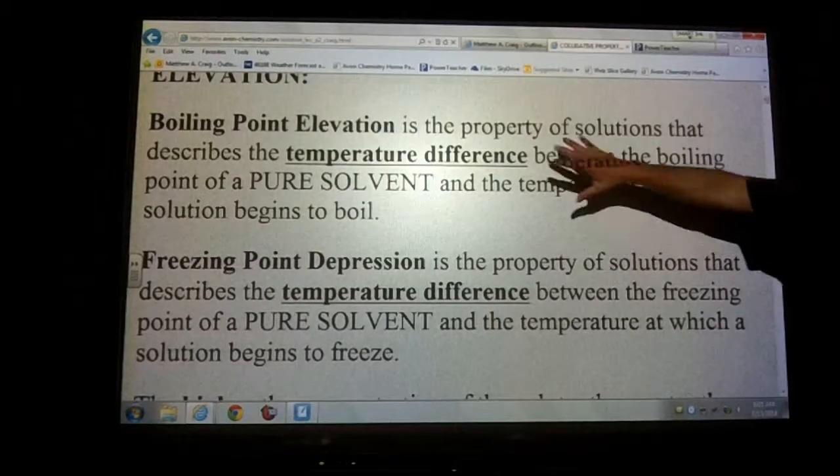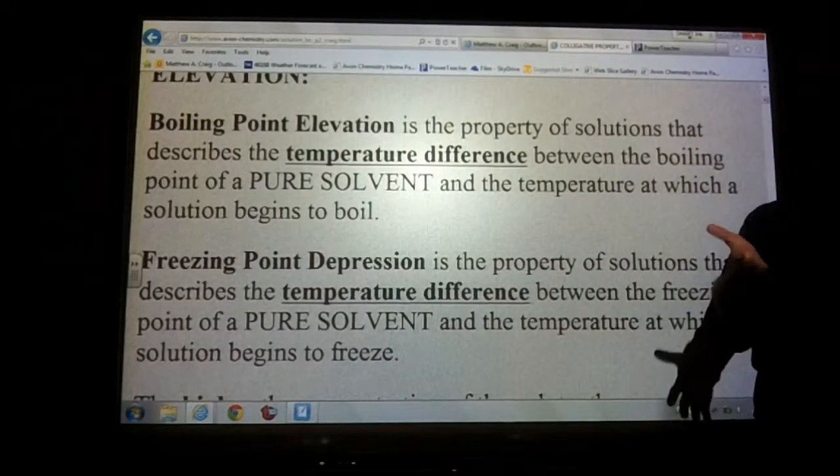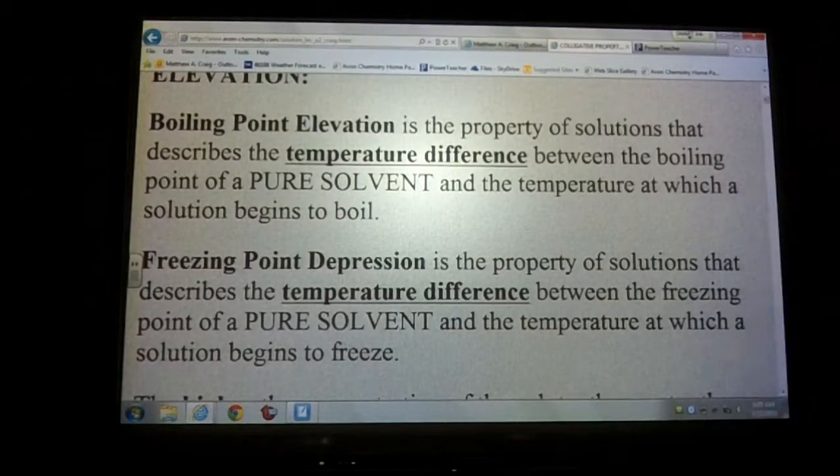So if we do a boiling point elevation, it'll boil above 100. Freezing point depression, it'll freeze below 0. So I always want to make sure I point that out.